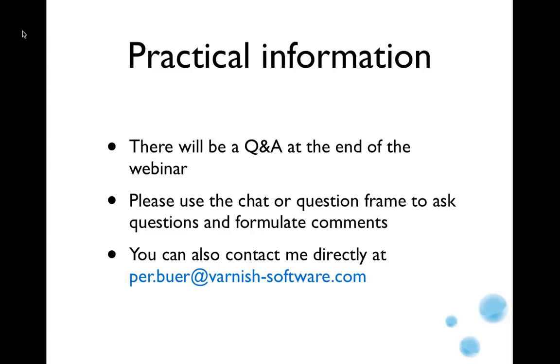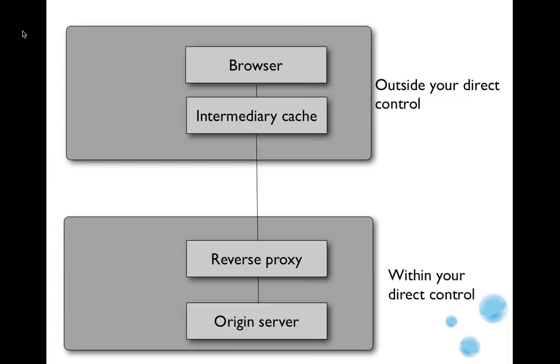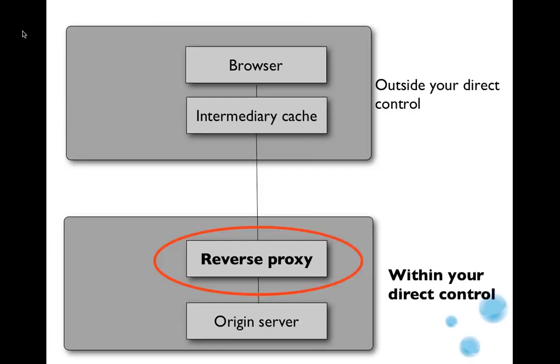So we start off by talking about what a reverse proxy is, or a caching reverse proxy. If this is what your infrastructure looks like, you'll see that it's basically comprised of two things: the part that's outside of your direct control and what's within your direct control. The outside of your direct control is the browser and any intermediary caches that might be present in your office environment or at your ISP. But what we're talking about is the reverse proxy, which is under your direct control, so you can directly influence how it behaves.